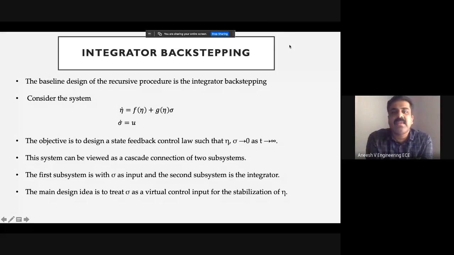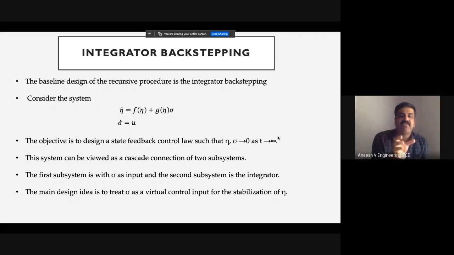That is, zeta, theta, so eta dot is equal to f of eta plus g of eta sigma. Sigma dot is equal to u. Third point, you can say that the objective is to design a state feedback control law such that eta and sigma tend to 0 as t tends to infinity. At the time tending to infinity, my eta value and sigma value should be 0.